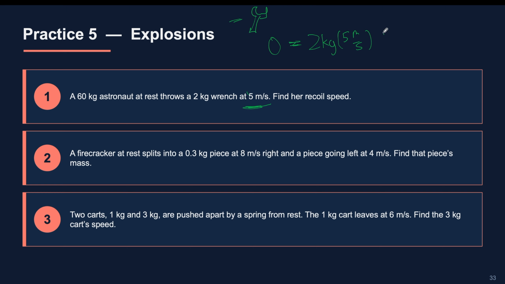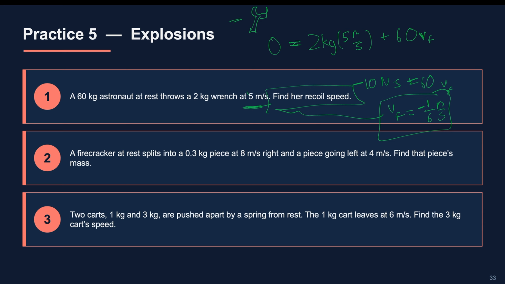Then I would give plus 60 times the final velocity. And this velocity should be negative, right? Accordingly. So negative 10 newton seconds is equal to 60 times the final velocity, or the final velocity is equal to negative 1/6 meter per second. That's the recoil speed, okay? So it's pretty intuitive there. Not too much to think about.